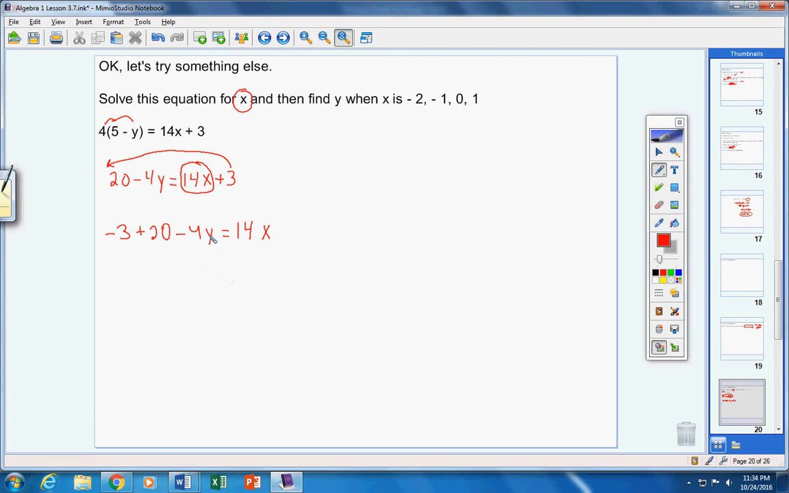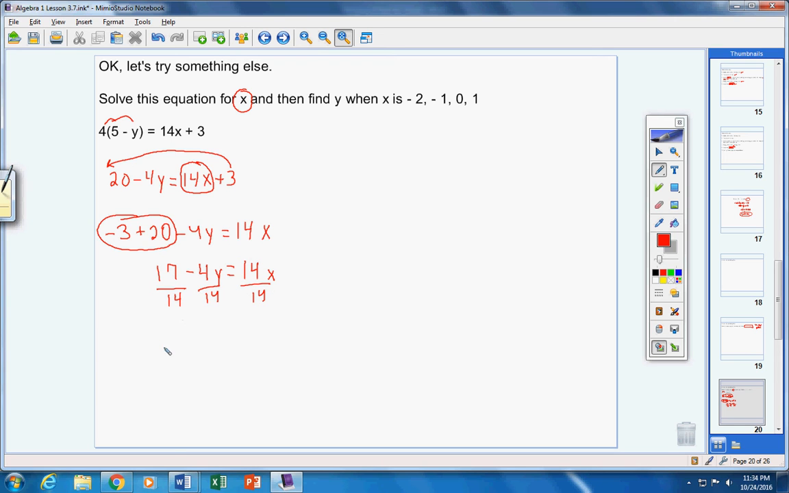Now, next step, simplify both sides. You cannot simplify 14x, however, we can simplify these two constant terms right here. Positive 17, negative 4y. And now, last but not least, let's isolate the variable. Divide everything by 14.